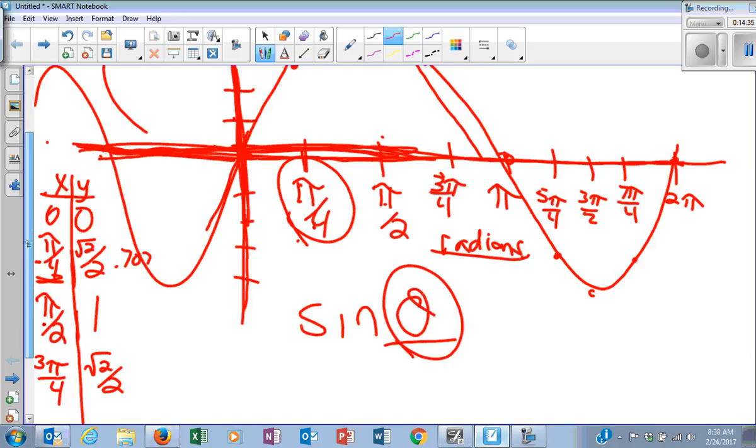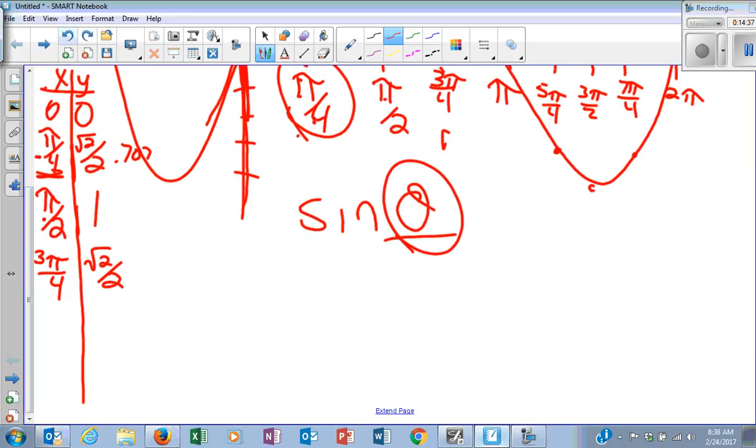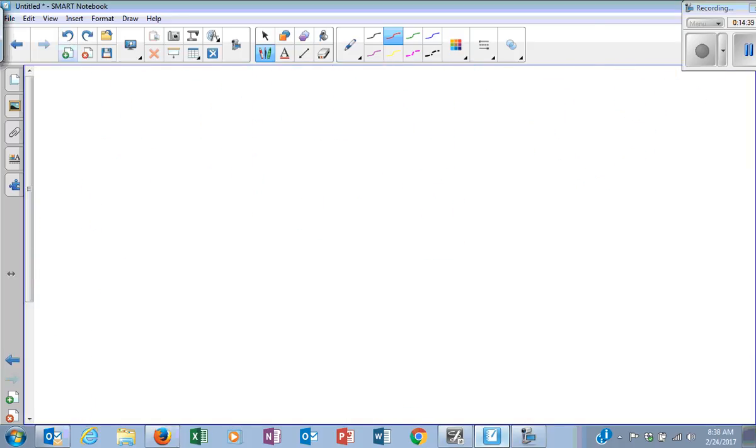And like I said, if we wanted to graph cosine of theta, we would do the same exact thing, except this time we'd be looking only at our x. Your input would still be your radians, and your output would just be the x coordinate on your unit circle.